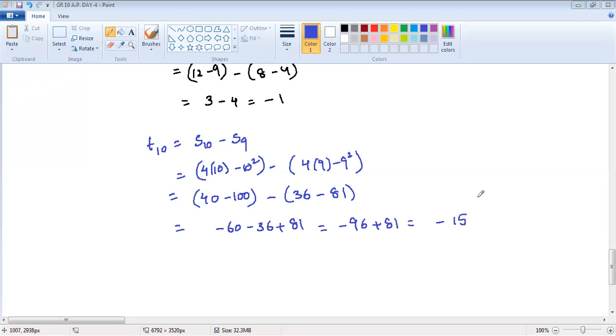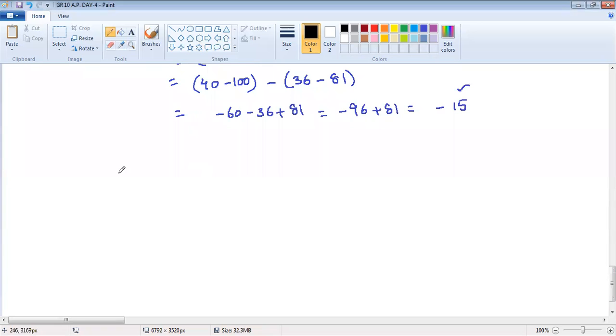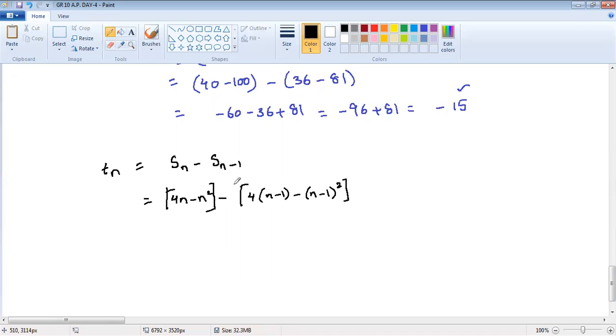So are you understanding? Yes, sir. Now they are asking to find Tn. So what is Tn? Tn stands for Sn minus Sn minus 1, the sum of n natural numbers minus the previous sum. Sn we know: 4n minus n square, minus 4 into n minus 1 minus n minus 1 whole square. Instead of n, I'm writing n minus 1. So now we are supposed to expand it.